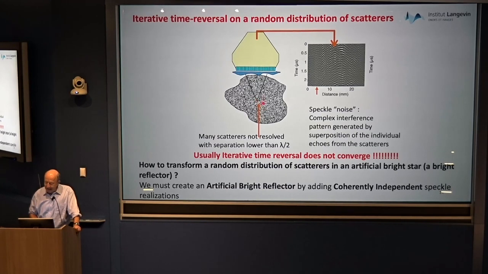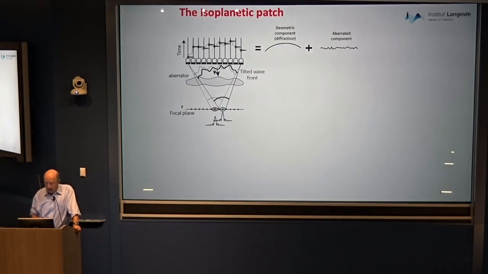If you want to learn how to create a bright star in a medium which is full of random scatterers, you have to create many realizations of speckle noise. And the way to do this is to use the concept which is called the isoplanetic patch concept. If you have an aberrator, and if you learn how to focus on a point through this aberrator, this is a law which is quite complex, but you know this law. And you know that now, if you have a point which is not very far from this point, the wavefront to focus on this point is exactly the same as this one, except a shift in direction. And there is an area here that we call the isoplanetic patch, for which the wavefront you have to send on each point has exactly the same aberrating component plus a classical diffraction component, which is in fact a cylindrical or a spherical wave that can be directed in different directions.